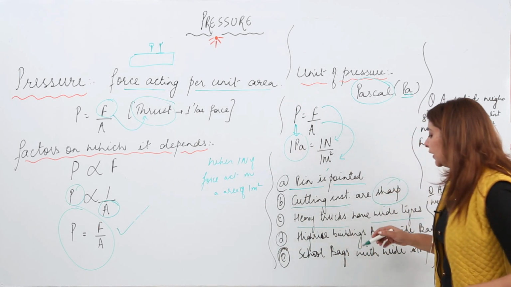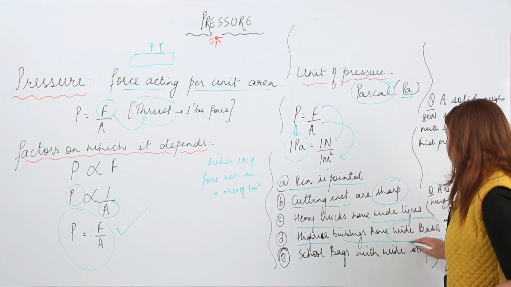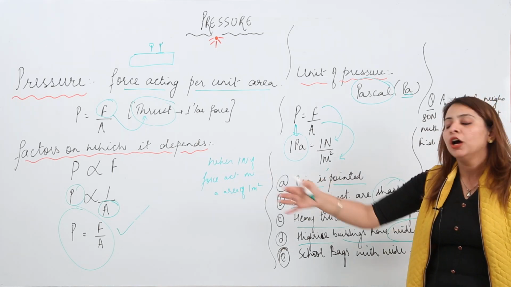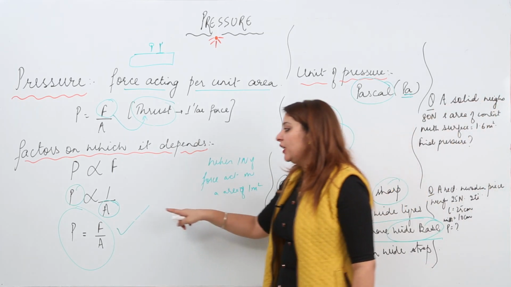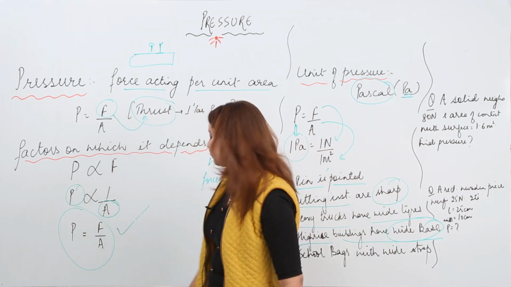Next we have high-rise buildings. They have a wide base. Wide base means they occupy a large area. So large area means they will exert less pressure. Less pressure means they can actually stand upright.